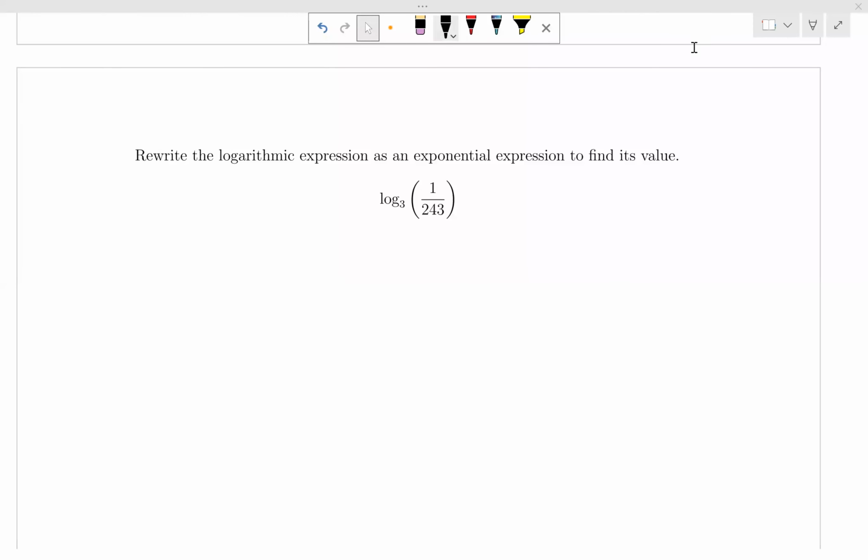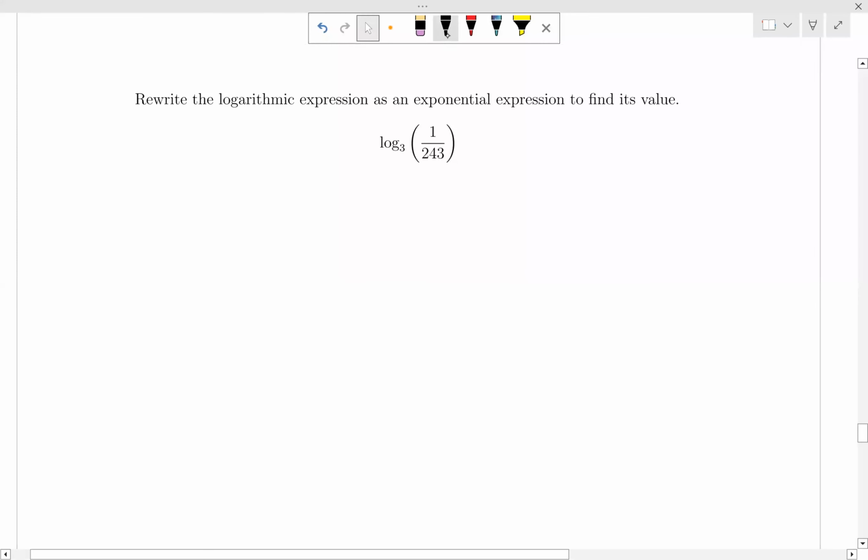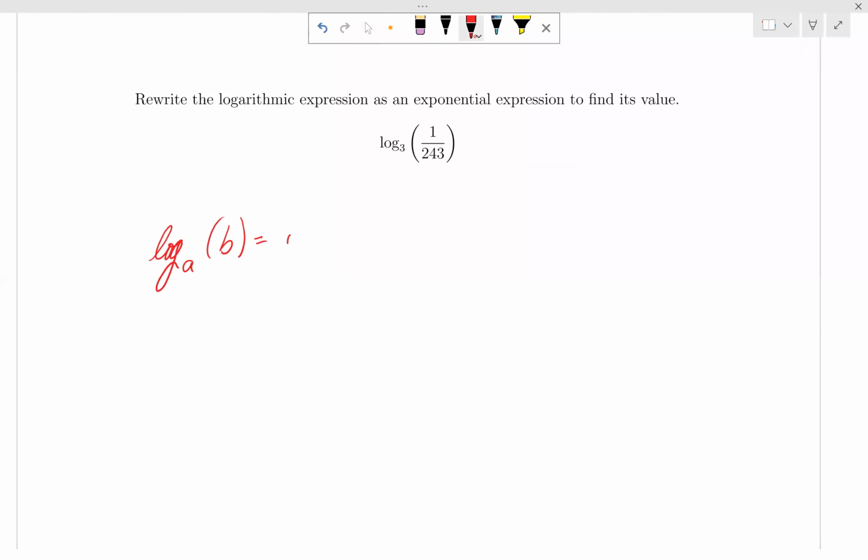Hey, so we have this question and it says rewrite the logarithmic expression as an exponential expression to find its value. All right, so I need to recall that log base A of B equals C. I can rewrite this as an exponential expression by taking A to the C is equal to B. A to the C is equal to B.